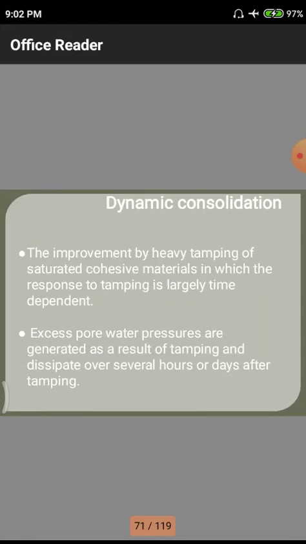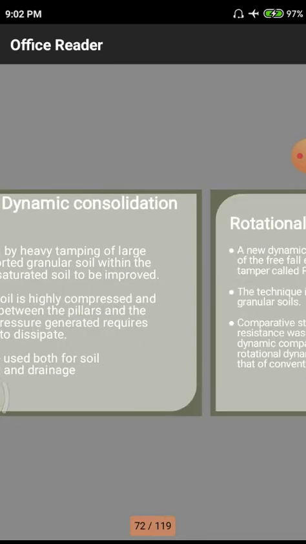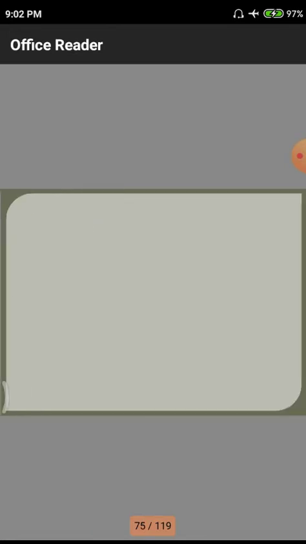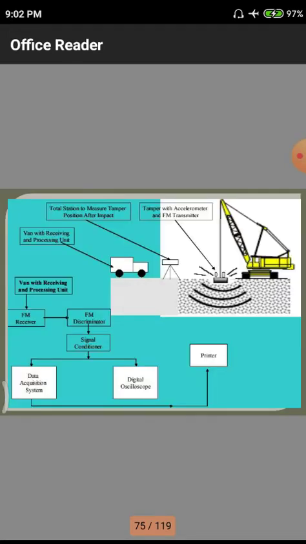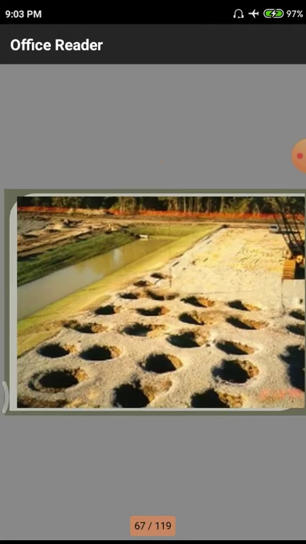That means first one we have is dynamic consolidation. Second one is dynamic replacement. After that, rotational dynamic compaction, and rapid impact compaction. These are the examples for those. Once again I will recall all those points.